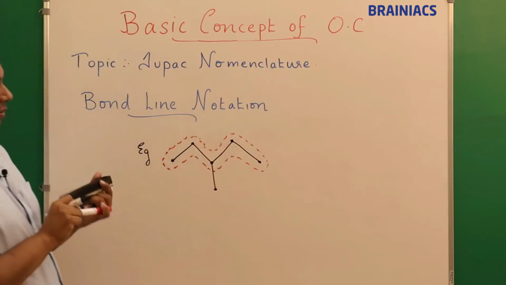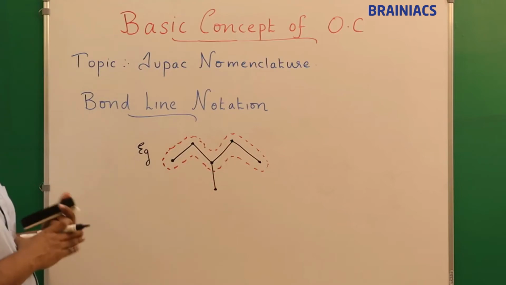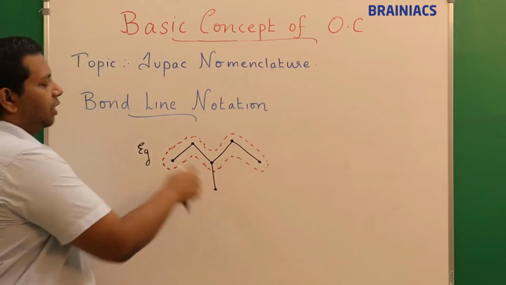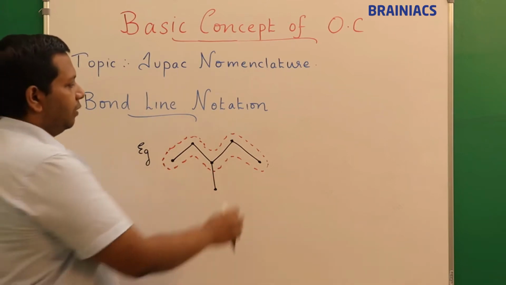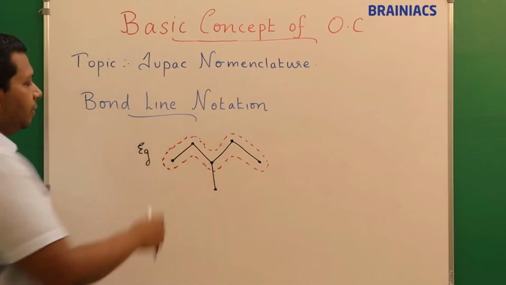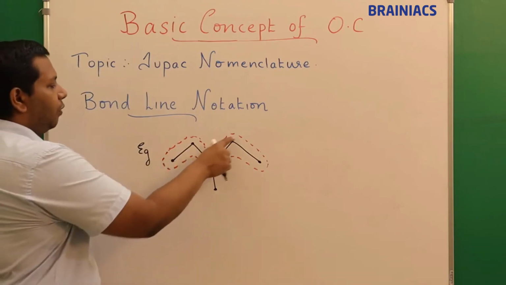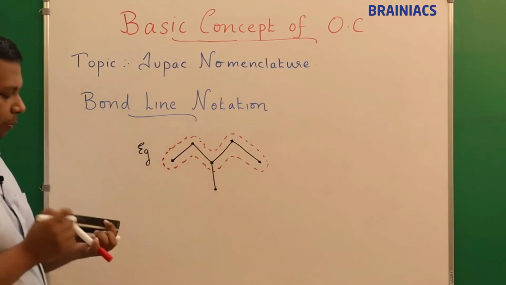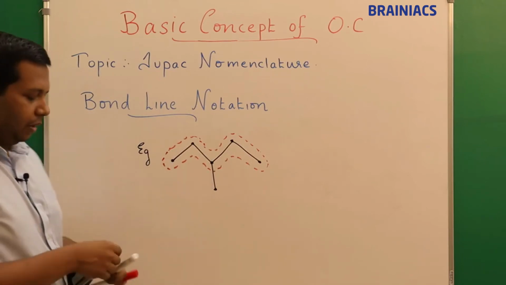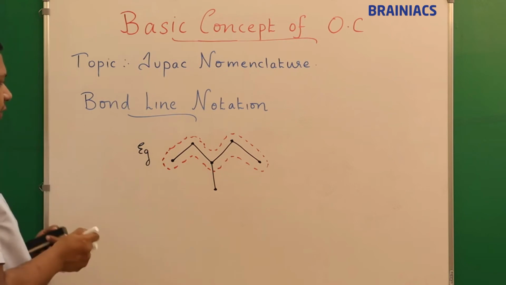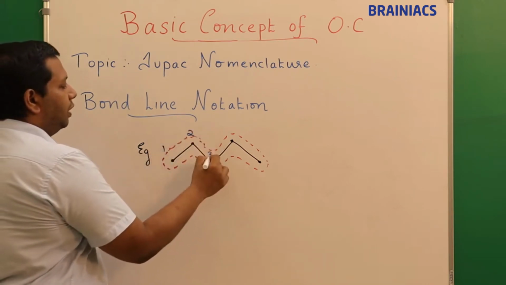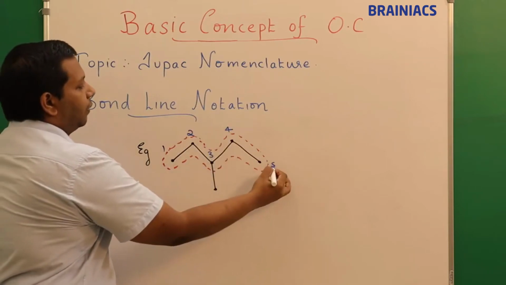So the next step is numbering it. There is no double bond or functional group, so who should get the priority? Substituent should get the priority. If you number it from here, 1, 2, 3, 4, 5, 3 is the number coming. If you number it from here, 1, 2, 3, 4, 5, again 3 is coming. So there is no point in numbering from left to right or right to left. So let's say we are numbering from left to right: 1, 2, 3, 4, 5.